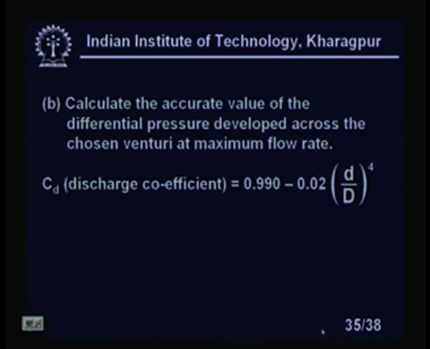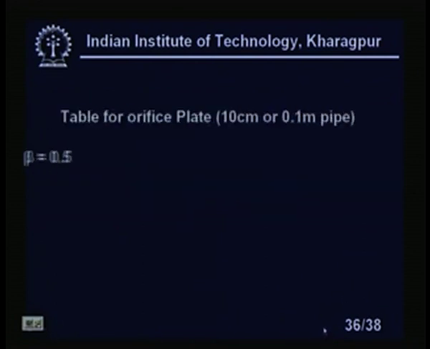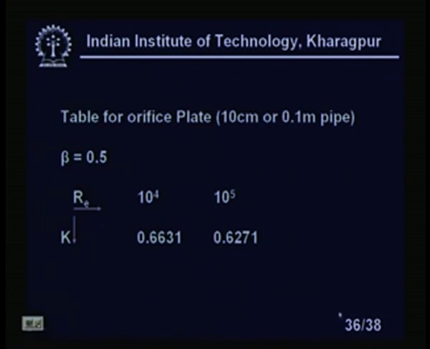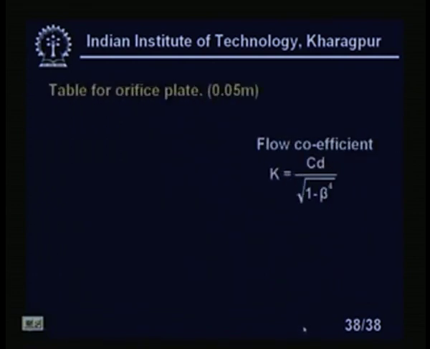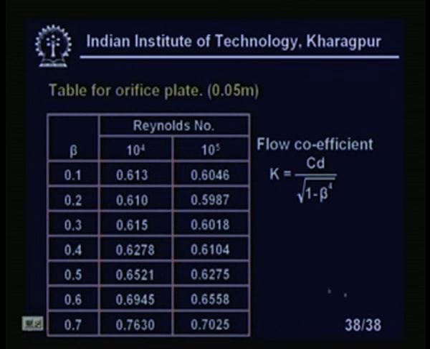Now, we have given some charts also. Here is the table for the orifice plate, with beta, and we have seen a chart of Reynolds numbers showing how the flow coefficient changes. A table for the Venturi is also given, with the pipe and throat diameters for different Reynolds numbers, showing how the discharge coefficient changes. These tables are necessary for solving problems on the Venturi meter and orifice meter, right. The last chart shows, for Reynolds numbers, how beta changes, for an orifice plate of 0.05 millimeter dimensions. So you find how much the Reynolds number changes, right. So, let us solve the problem.